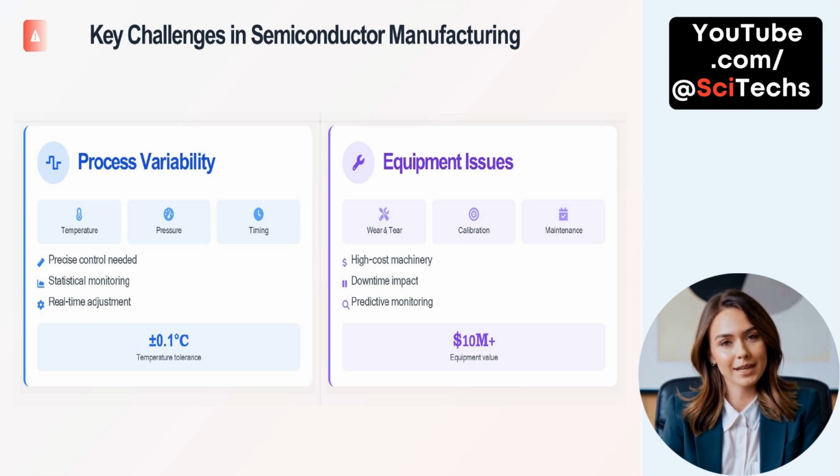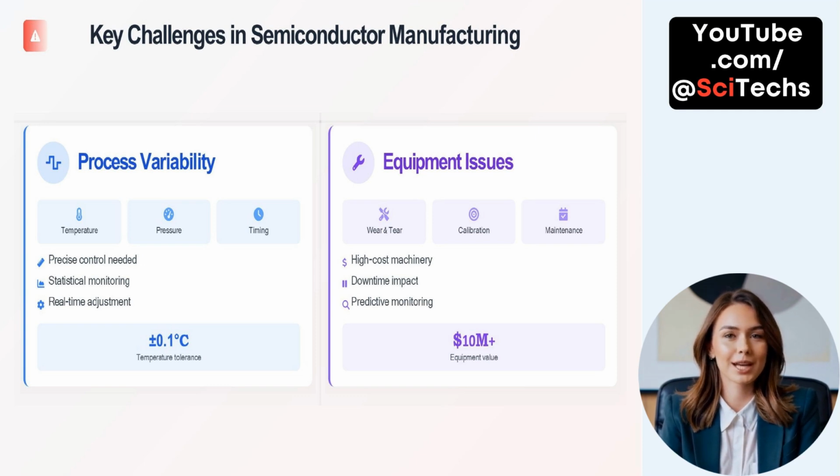On the equipment side, manufacturers deal with high-cost machinery valued at over $10 million per tool. These machines face ongoing wear and tear, requiring consistent calibration and scheduled maintenance. Unplanned downtime can halt production and severely impact output. To minimize disruption, predictive monitoring systems are used to detect issues before they escalate, ensuring tools remain in optimal working condition and production stays on track.